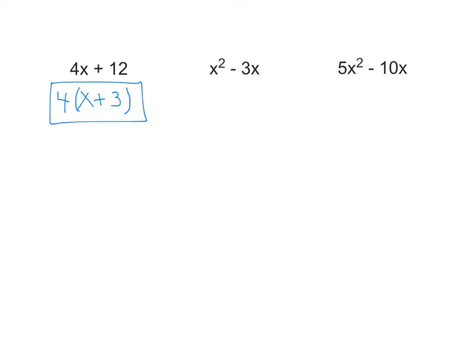In our next example, we have x squared minus 3x. So there's obviously no numerical GCF because this is a 1 and this is a 3. We're not going to ever factor out a 1. There's no point in that. But there is a common factor of x. Now think about x squared as x times x. So how many x's are in common with this term and this term? The answer is 1. There's one x that's common in those two terms. So I can factor out an x.